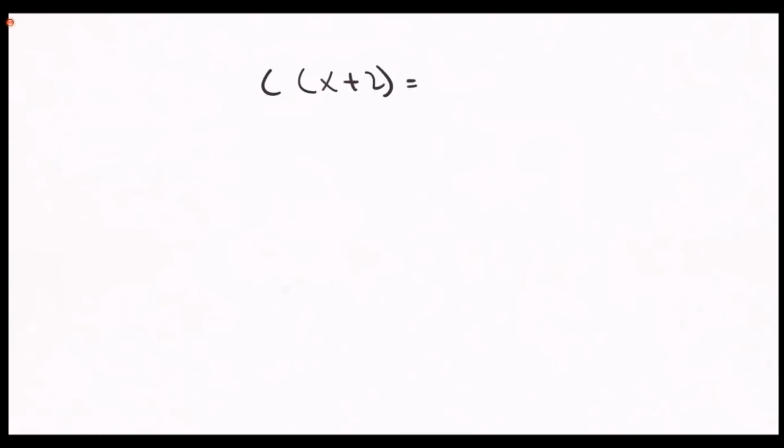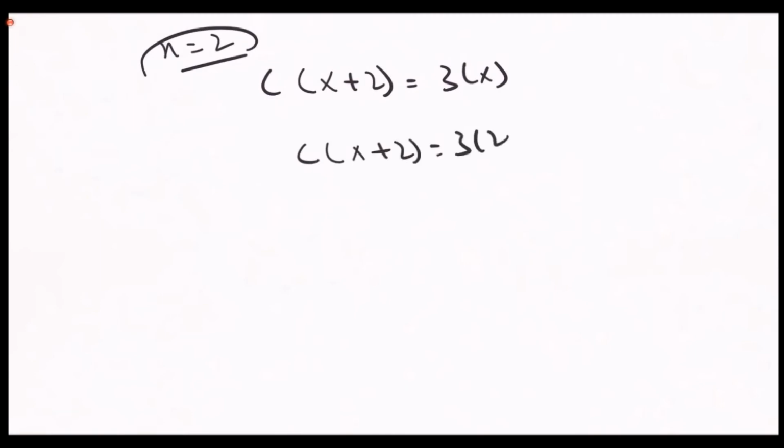Finding c, it would have been multiplied with x plus 2. This is equivalent to 3x, and substituting the value x equals 2 in the equation. So c times x plus 2 equals 3 into 2, and if I replace x with 2 over here as well, c equals 6 over 4, that is 3 over 2. How to find b?